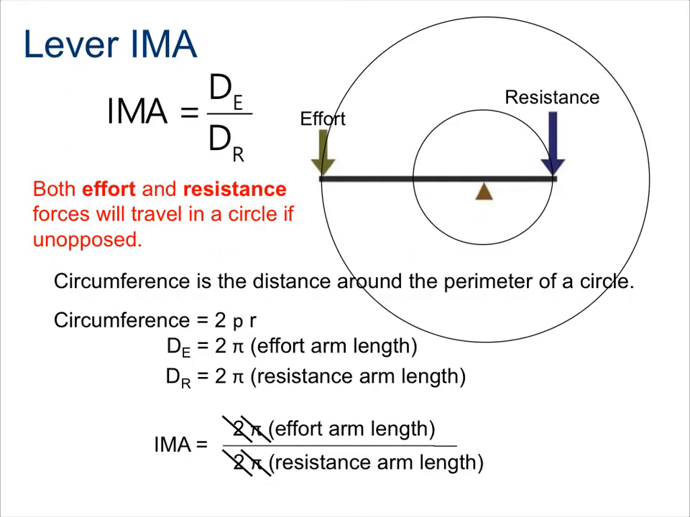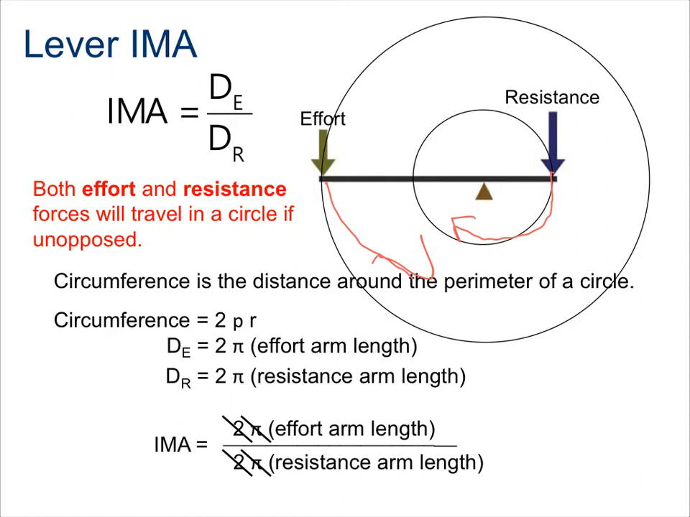When calculating the IMA of a lever, again, we're going to use distance of my effort divided by distance of my resistance. Both effort and resistance forces will travel in a circle if unopposed. You'll notice here with the effort, when I apply that force, it's going to rotate counterclockwise. When I apply my resistance force, or my load, it's going to travel the opposite direction, clockwise.